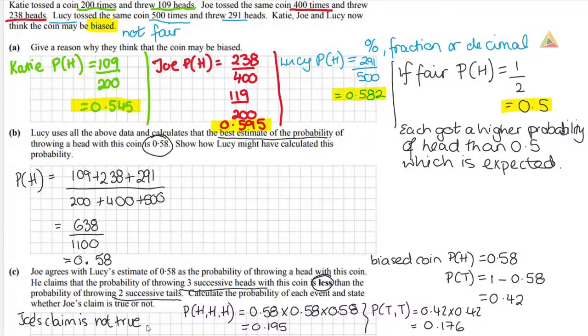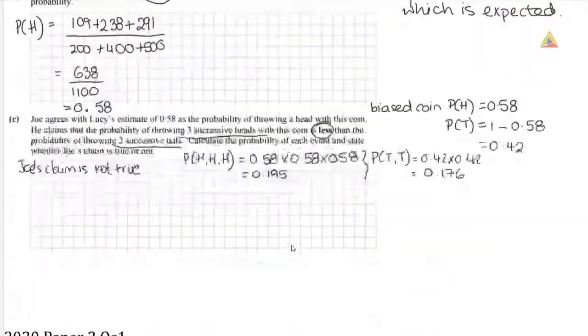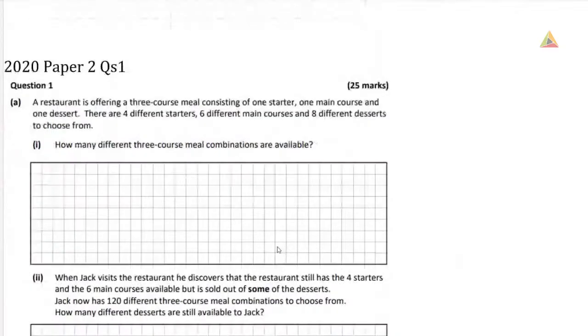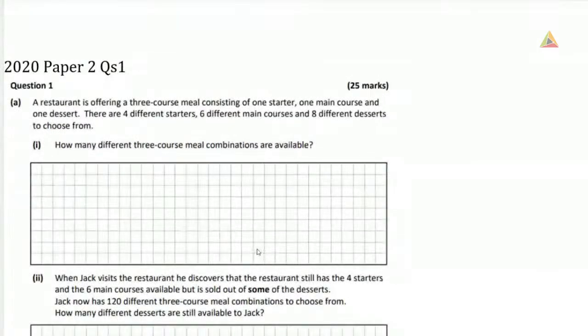Okay, so that's our introduction to probability. So just to give you an idea of how we calculate some probabilities and some of the terminology that we come across when we're dealing with probabilities. The next question we're going to look at is going to be about arrangements and our fundamental principle of counting. So this is 2020 paper 2 question 1.